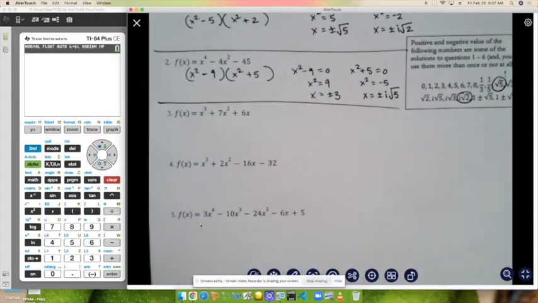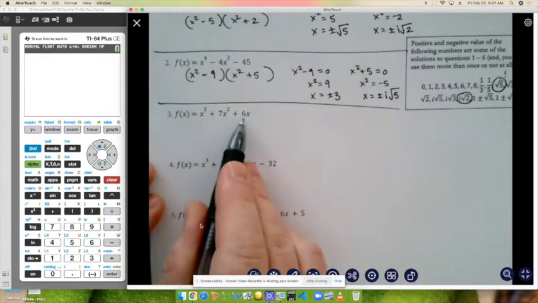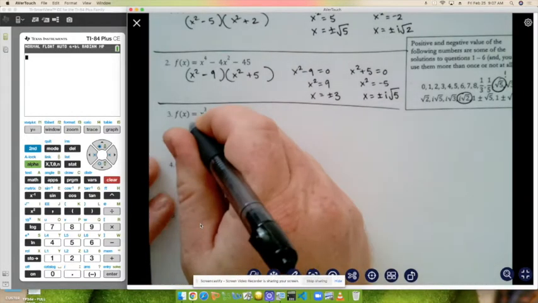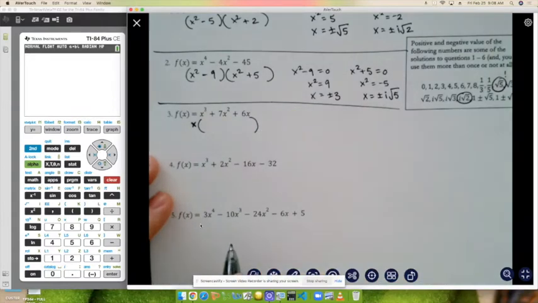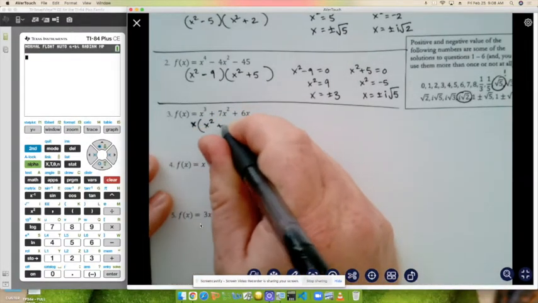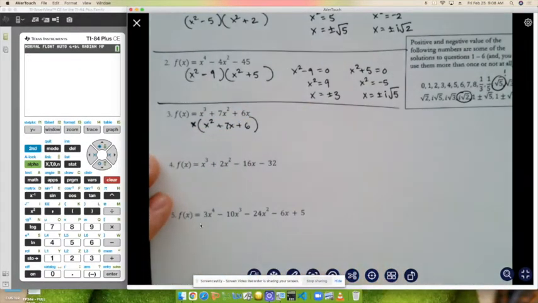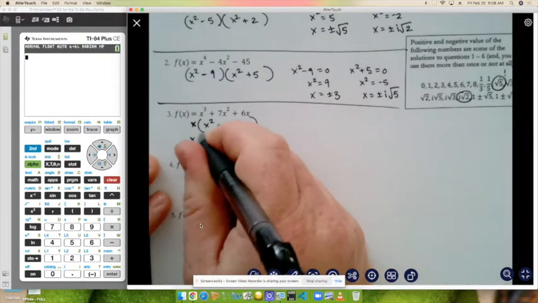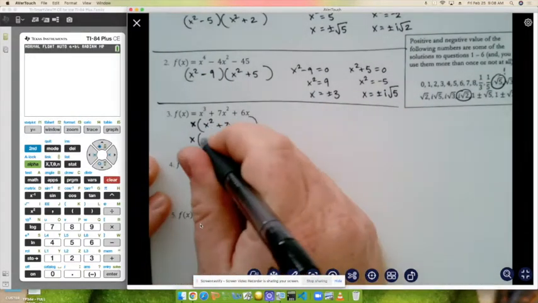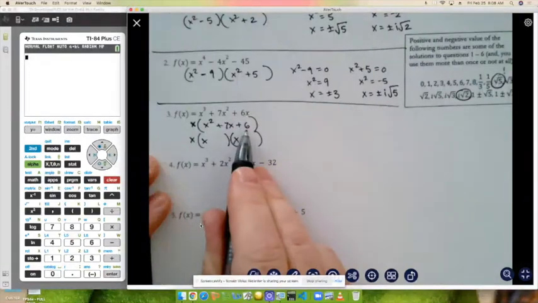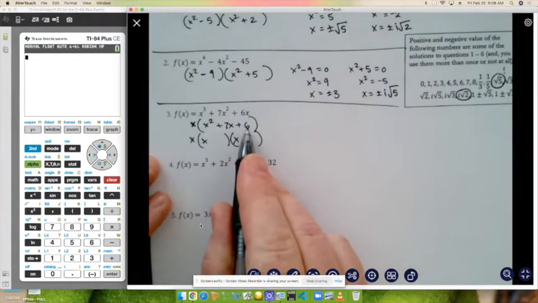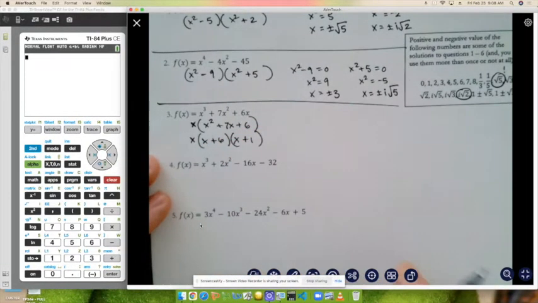All right, for problem number 3. This is not a problem that is in quadratic form, but it kind of is if you factor out an x. X is common to all three of those terms, so go ahead and yank an x out of each one of those terms. The resulting quadratic in parentheses can factor. So find the numbers that multiply to get 6 but add to get 7. We're talking about positive 6 and positive 1.